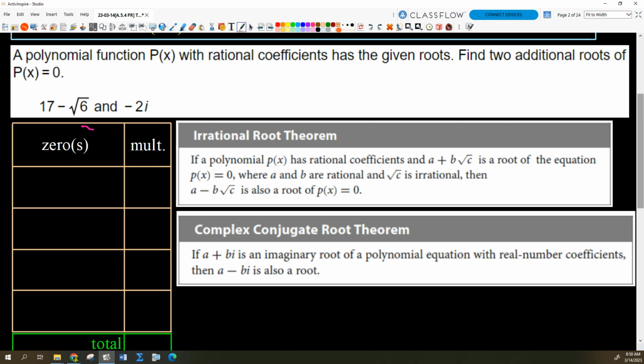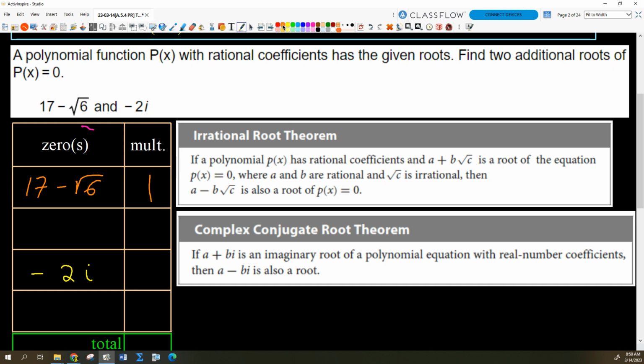So they tell us 2 zeros. Here's one of them: 17 minus the square root of 6, and it's got a multiplicity of 1. It only shows up once. And the other one we see is negative 2i. Can anybody tell me another zero that's implied by this? They only gave us 2, but there might be more. What's another one?